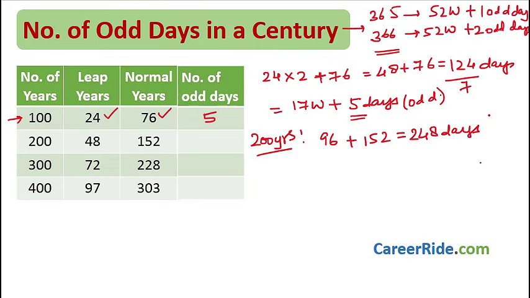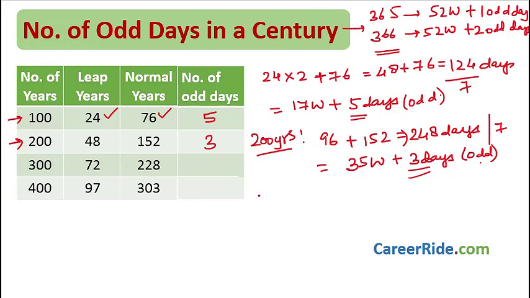Now I want to find out how many odd days are there. So I'll try to convert it into number of whole weeks and see what the remainder is. So I'll divide by 7, right? What does this give me? It gives me 35 weeks plus some odd days. And what are these odd days? These are nothing but the remainder that I get here, and these are 3 odd days. I've already done this calculation; you can check it if you want. So there are 3 odd days in a period of 200 years. I've filled that up in the table.